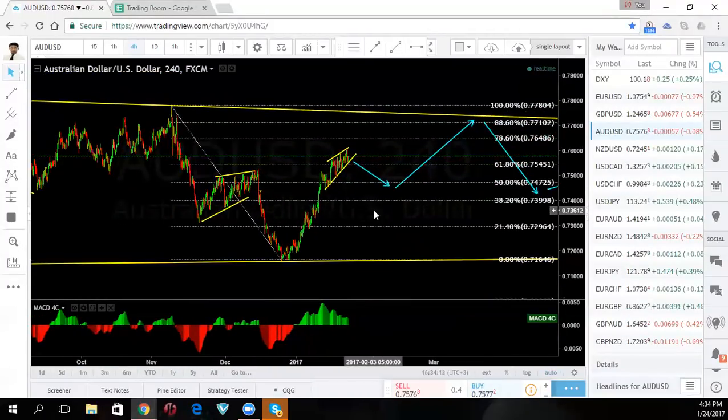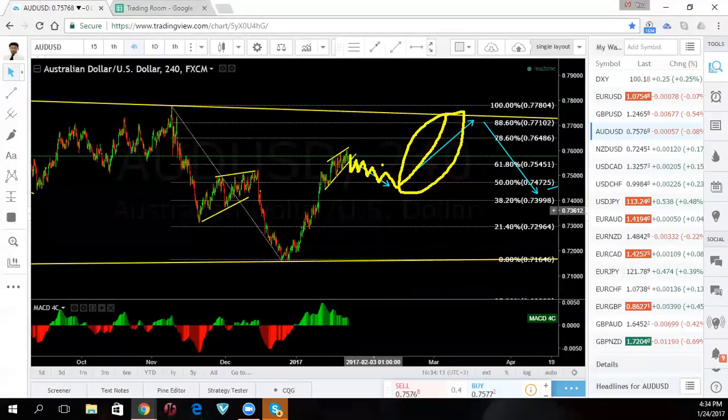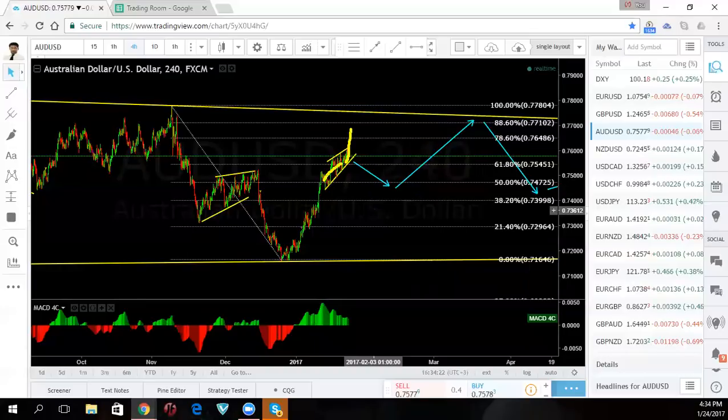And we will be looking for a corrective structure. I think this will also make a corrective structure before we go back up. Now, in very rare cases, very, very rare cases, you see these patterns just break out. You will never, ever trade that pattern for a breakout. Never, ever trade it for an up move until it breaks out.